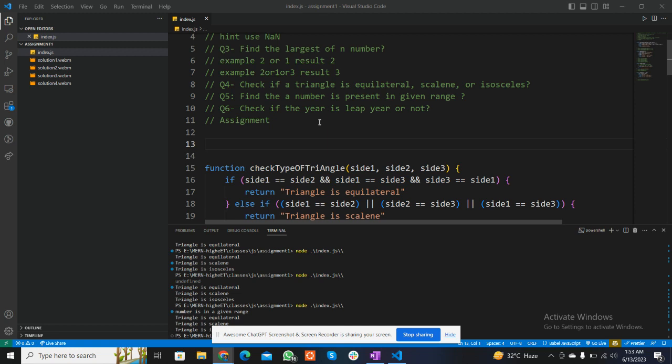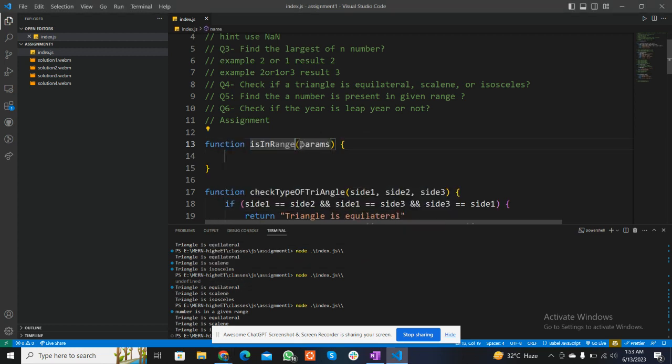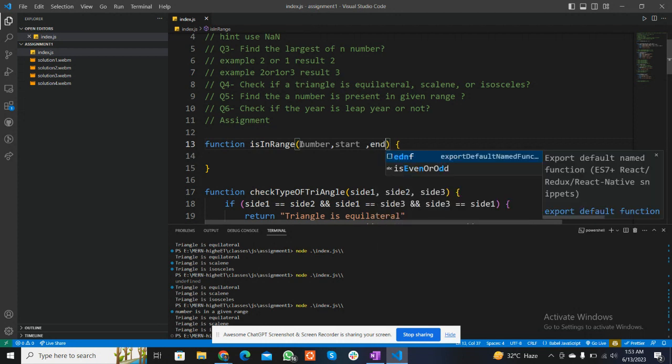number is in between the given range or not. Let's write out the function, and then we can take a number and the starting point of the range. We call it as start or end, then the ending or end point of the range.